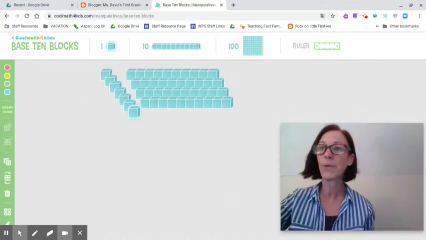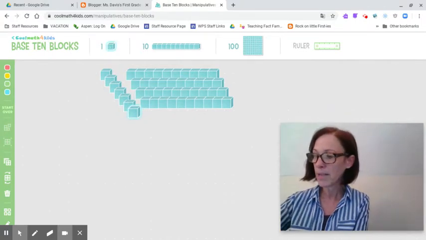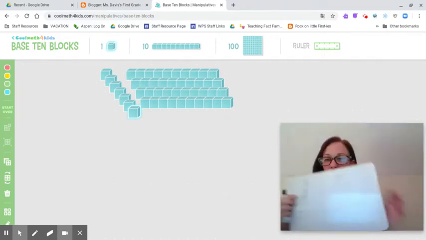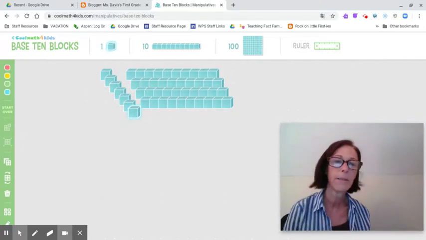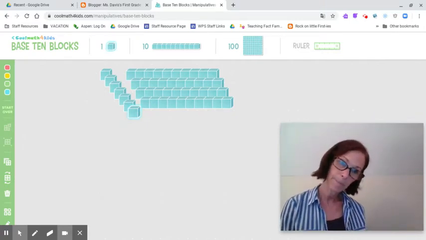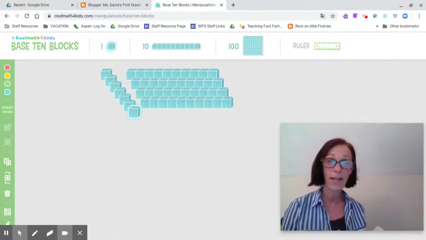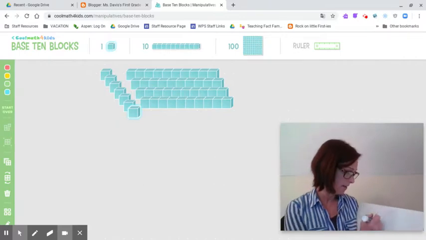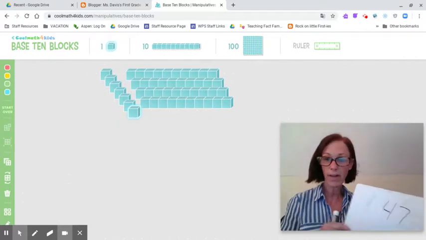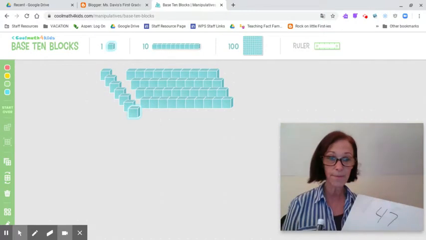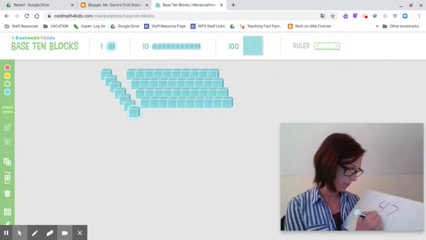Okay, here we go. So take a minute, figure it out. Tell me it in standard form. This is base 10 form. I want it in standard form. You ready? 47. You were right. The 4 is for the 4 groups of 10. The 7 is for the 7 ones, right? Can you write it in tens and ones?